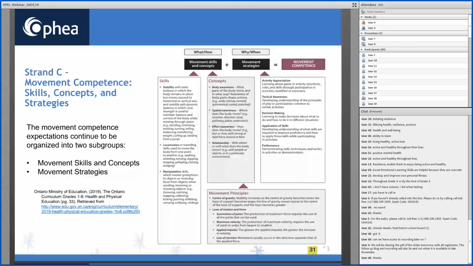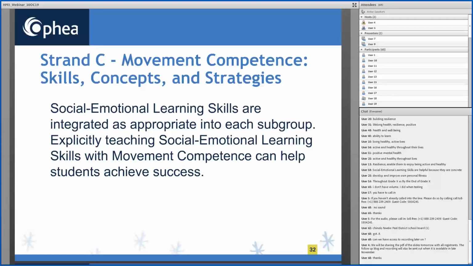So Strand B with movement competence skills, concepts, and strategies. In this case here, we can look, it continues to be organized into two subgroups. One of them is movement skills and concepts, and the other one is movement strategies. So this strand hasn't changed in the 2019 curriculum piece, other than the fact that the social emotional learning skills have been embedded or integrated into the expectations where appropriate.